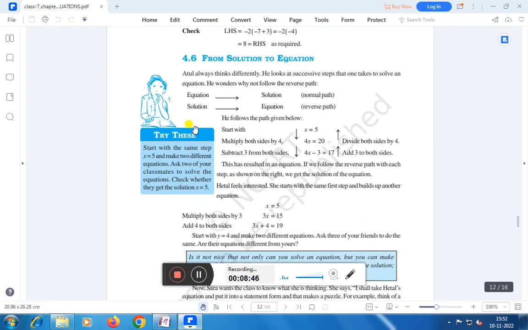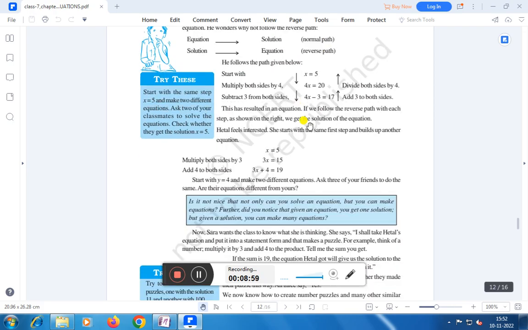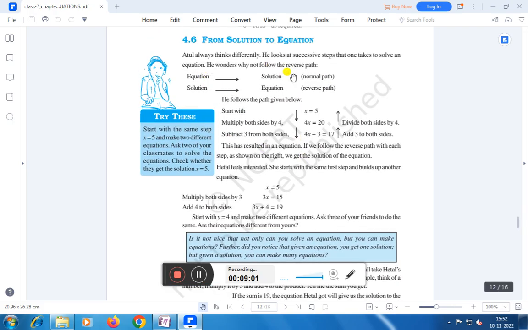We can also go from solution to equation. Suppose Atul wants to do things differently. He looks at the successive steps that one takes to solve an equation. He wonders why not follow the reverse path: from the solution to the equation. We will find the equation from the solution. He follows the path as given.